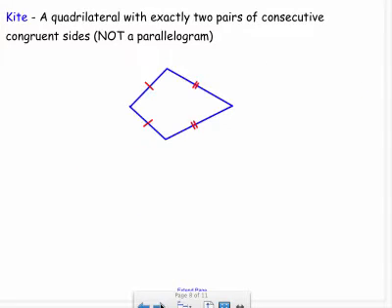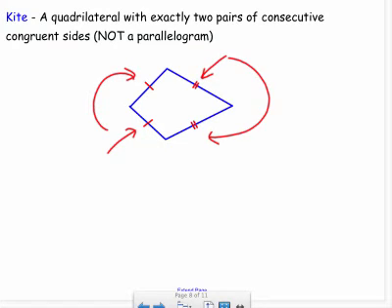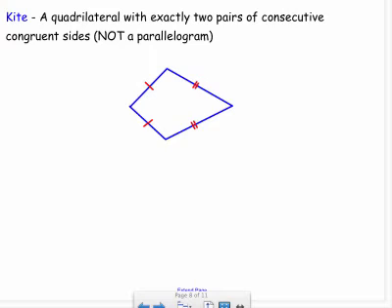Things like that. Our other shape we're working with is a kite. And that's a quadrilateral that has exactly 2 pairs of consecutive congruent sides. So that means, like, here's a side. So the side right next to it's also congruent. And then I have another set of those. So this side and the side right next to it's also congruent to it. That would be a kite. So this is not a parallelogram because opposite sides are not parallel.